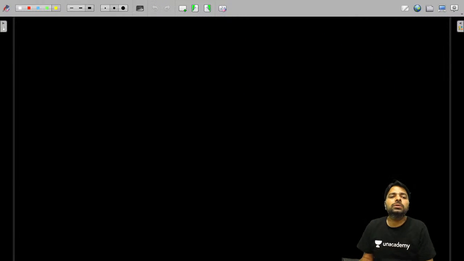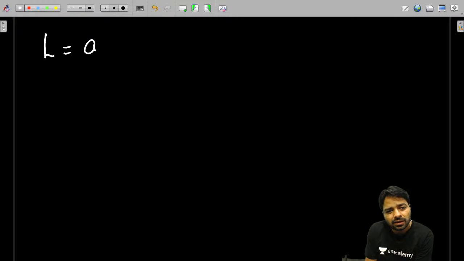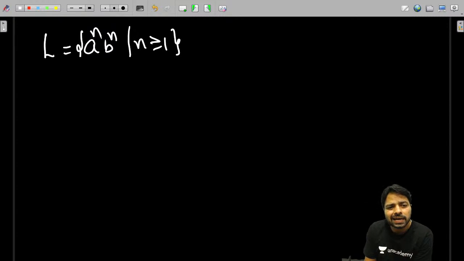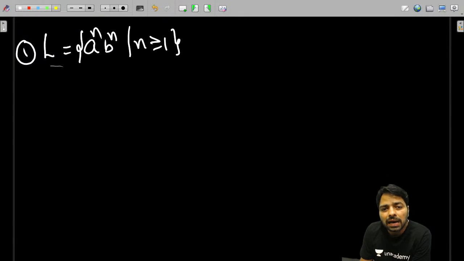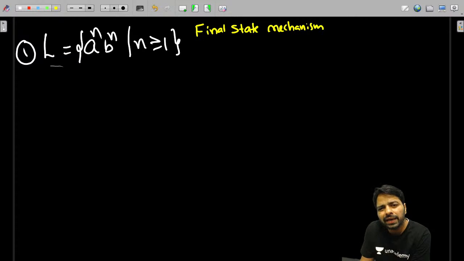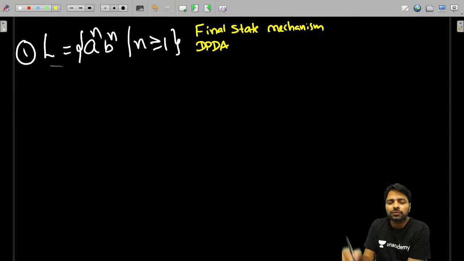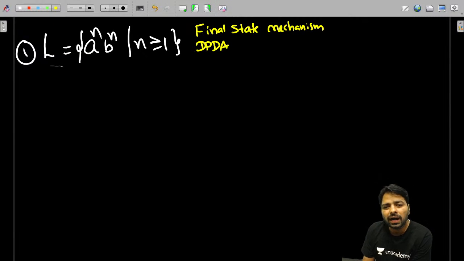Alright, so let us design it once. Today, then from tomorrow it will start from here: a power n b power n, n greater than or equal to 1. Tell me first, what all did you decide? This will start from a tomorrow. I am assuming final state acceptance. Mechanism: DPDA or PDA. I am using DPDA. PDA I will tell you after some time, not now. And I am using dollar as the end of input.